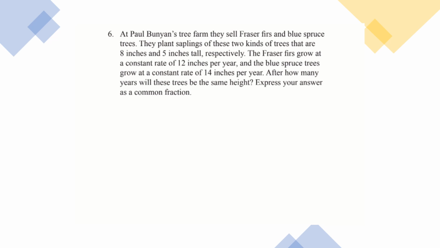Alright, so let's take a look here. Firstly, we want to note that it says after how many years will these trees all be the same height, right? So what that really means is that there's some sort of difference between the saplings, and we want to see what amount of years will allow their difference in rates to overcome the current difference.